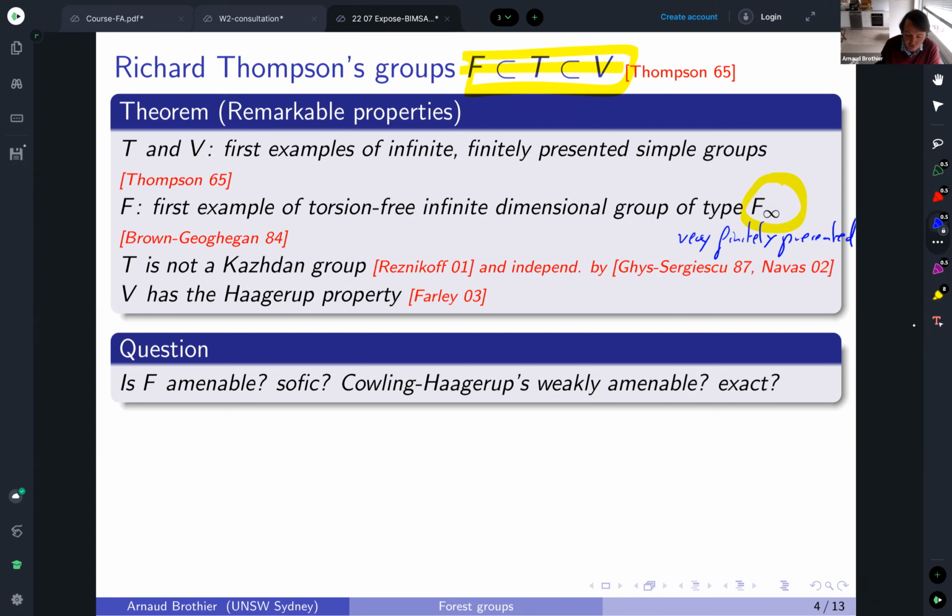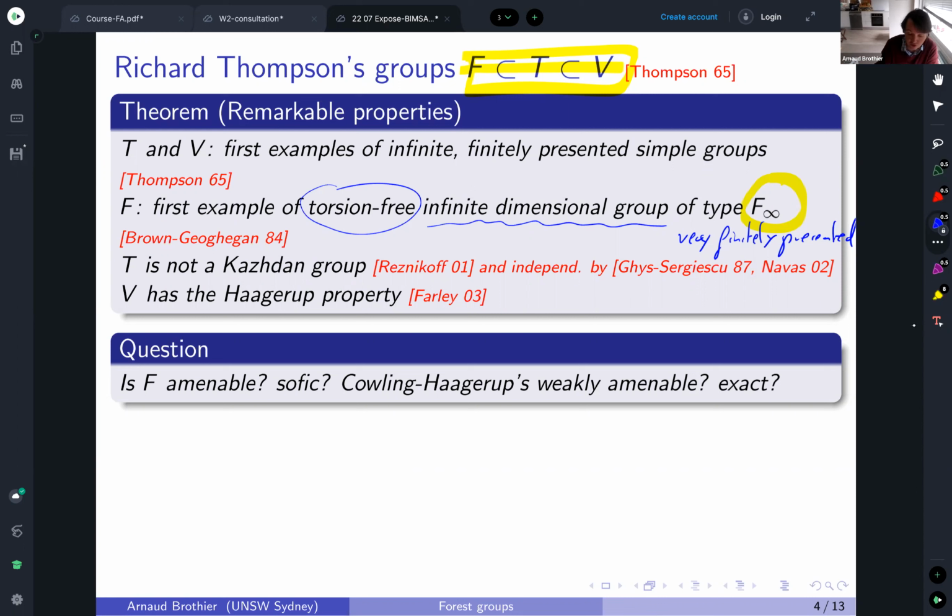And it's an infinite dimensional group. So what I mean by that is that if you take a classifying space of this group, necessarily it will have cells of arbitrarily high dimension. So it's never going to be a finite dimensional classifying space. Okay, you cannot. And so why do I add torsion-free? Because if you have torsion, you are infinite dimensional for a stupid reason, automatically. But this group was the first one to be infinite dimensional, but without torsion. Okay. And moreover, it has remarkable finiteness properties.